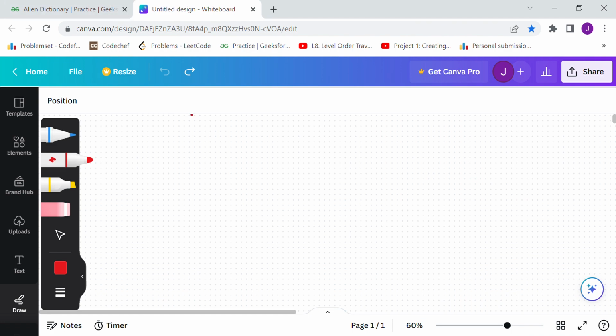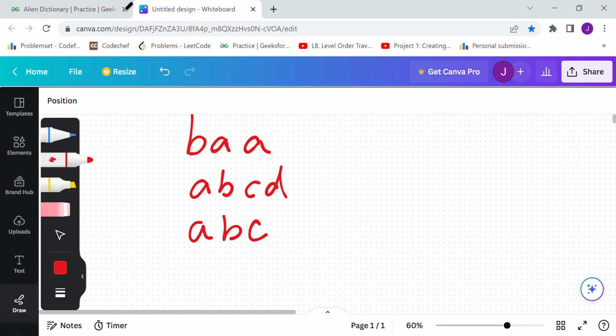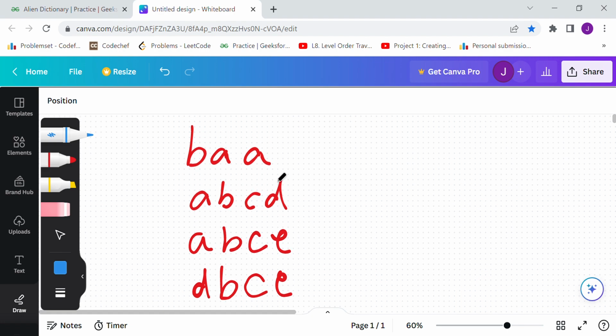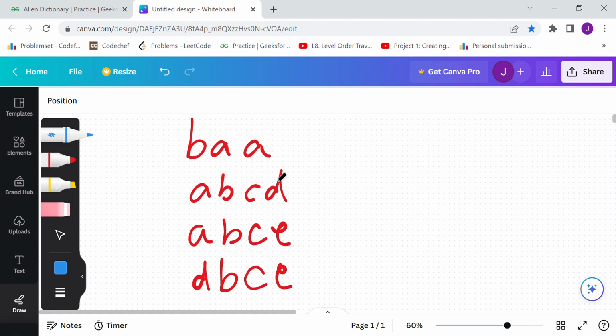So in this dictionary we have to tell the order. For example, if we have BAA, ABCD, ABCE, and DBCE. Cool. If we take this question, then we have to compare and tell the order, that which element comes before what, and return that order. For example, if we compare these two, it will say that B comes before A for sure. That is why BAA comes before ABCD.